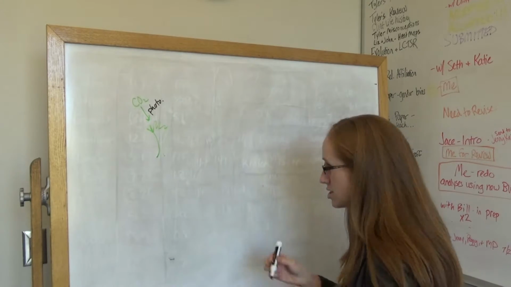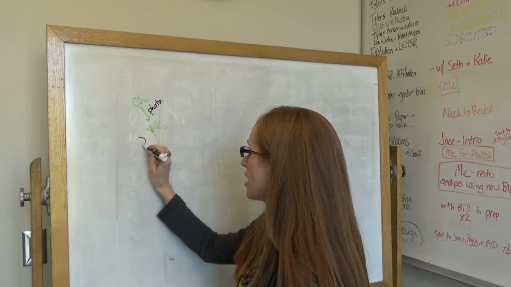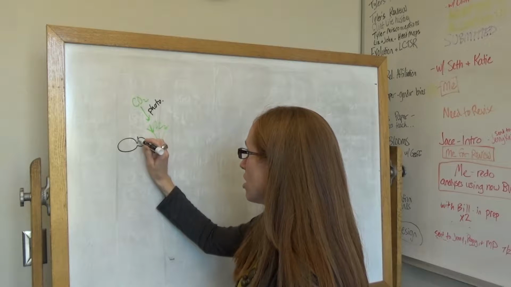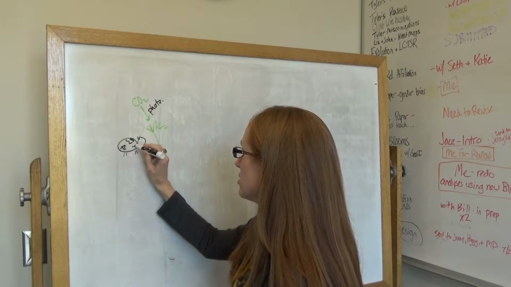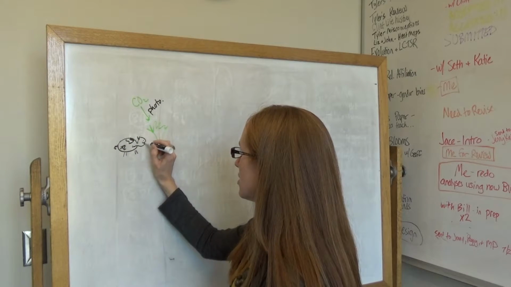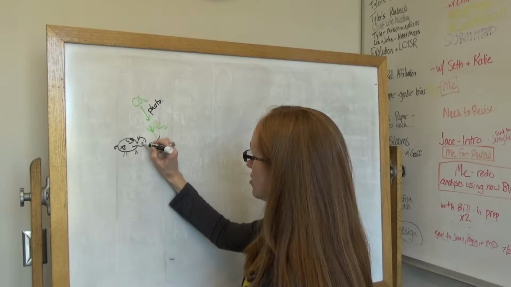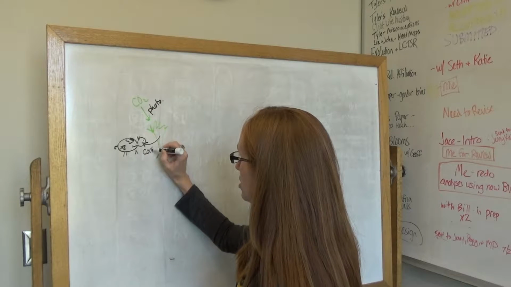That's photosynthesis, and then someone might come up and draw a cow. I don't draw. So here's our cow with spots. Okay, and the cow is going to eat it. So the carbon is going, this is consumption.